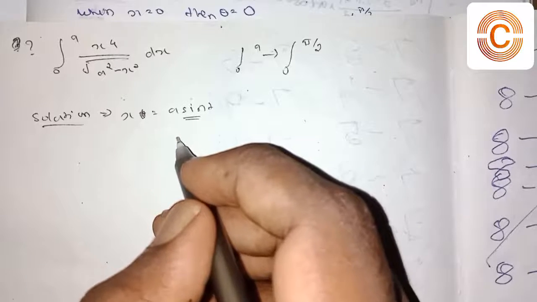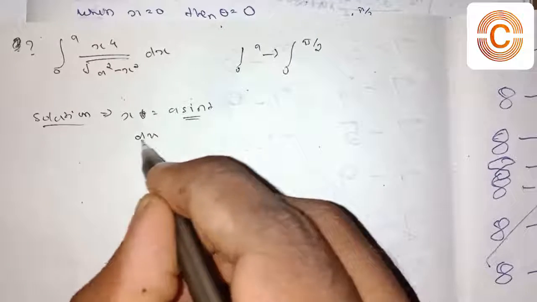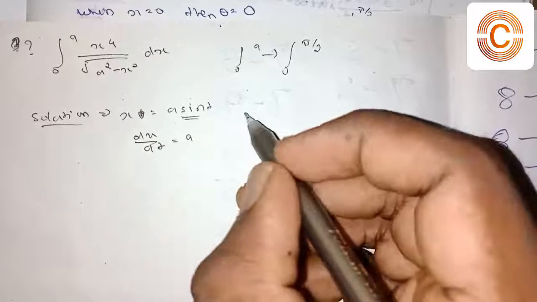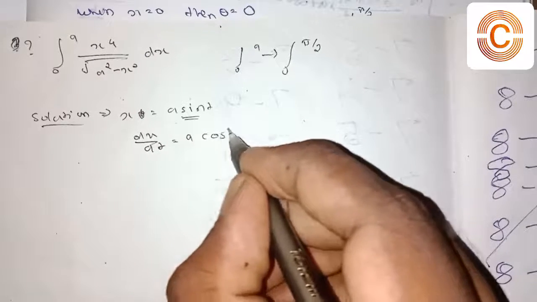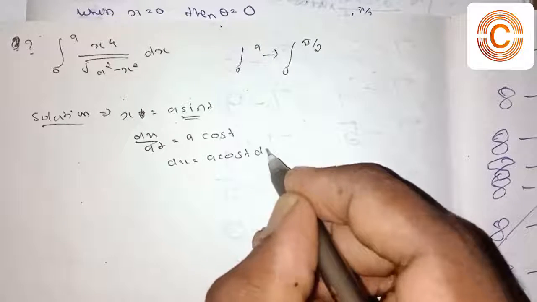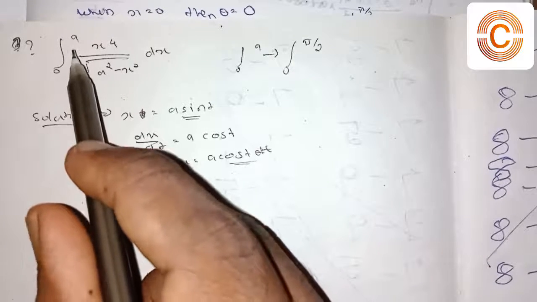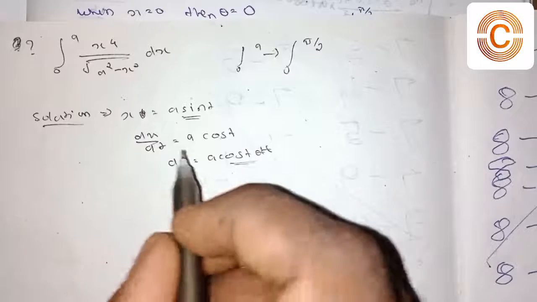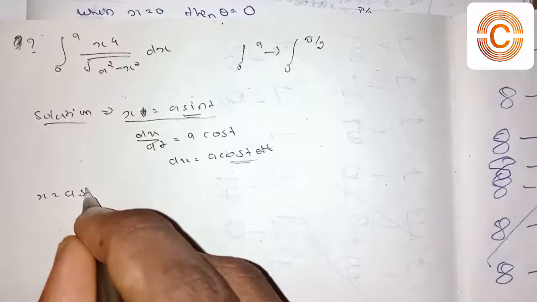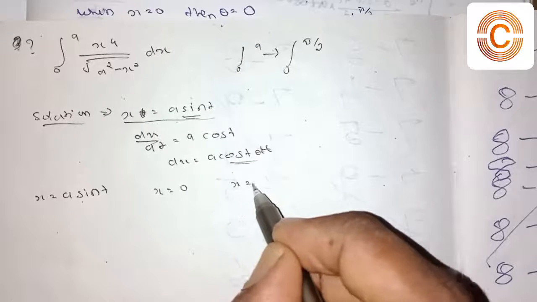Let's check dx divided by dt, which is equal to a into d by dt of sin t, which is equal to a cos t. Then the value for dx is equal to a cos t dt. Note here that we want to convert the limit also, 0 to a into 0 to pi by 2. We know that x is equal to a sin t, and we have the two values x is equal to 0 and x is equal to a.